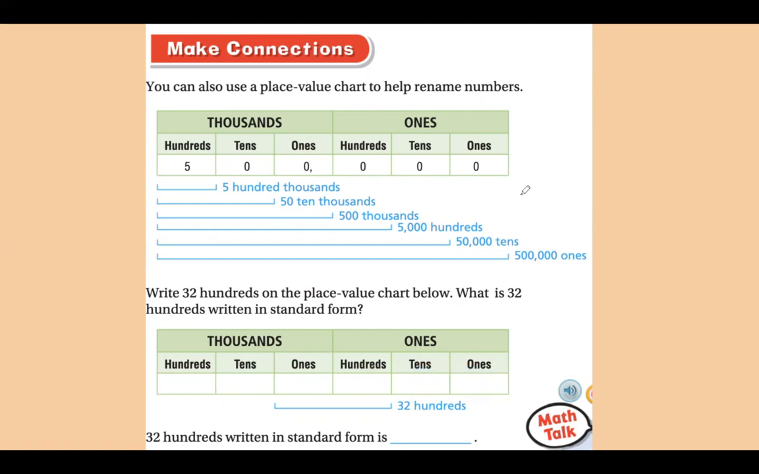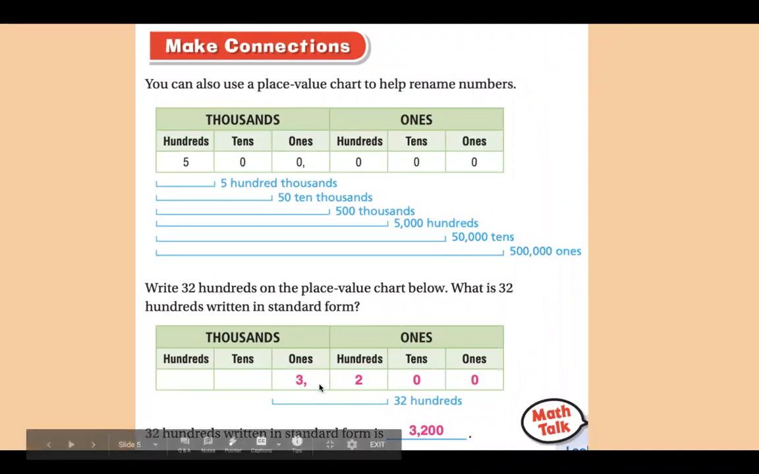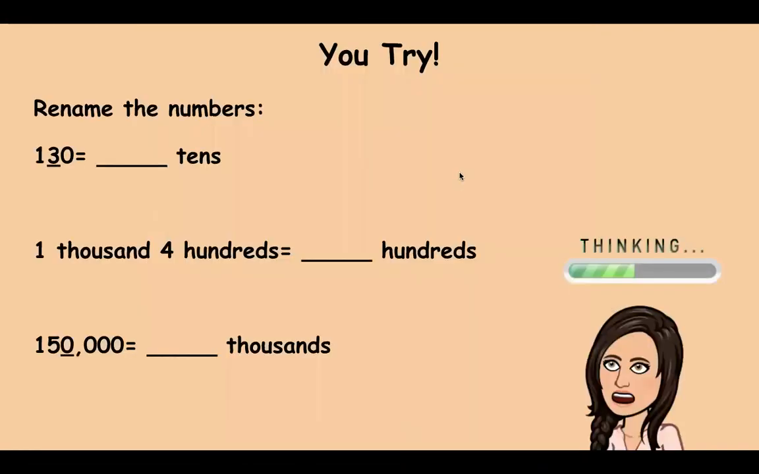Clear that. And there we go. So 32 hundreds is the same as 3,200. So why don't you give it a try? You can pause the video and you can solve these problems.